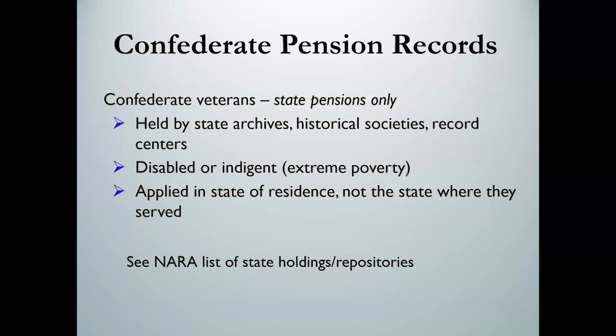The Confederates, again, state only, it wasn't federal. They're going to be at the state level. So in Missouri, you go to the Missouri State Archives, see what information they have. Also any historical societies and record centers. They had to be disabled or indigent or extremely poor to be able to get a Confederate pension. They were much more, shall we say, stringent than the Union because it's at the state level, and the funds for the state level are a little more, not as many funds to go around. And they applied in the state where they lived at the time, not where they served. And National Archives has a list of state holdings. So you can go to the National Archives, look for the state, and figure out who has the pensions.